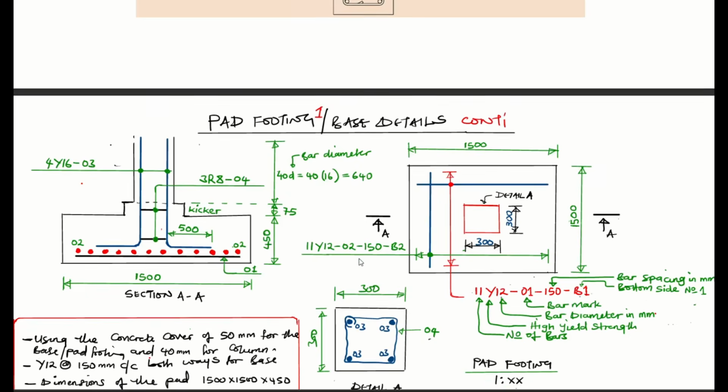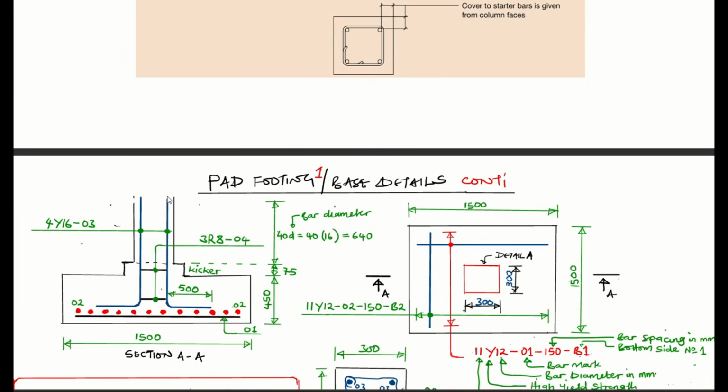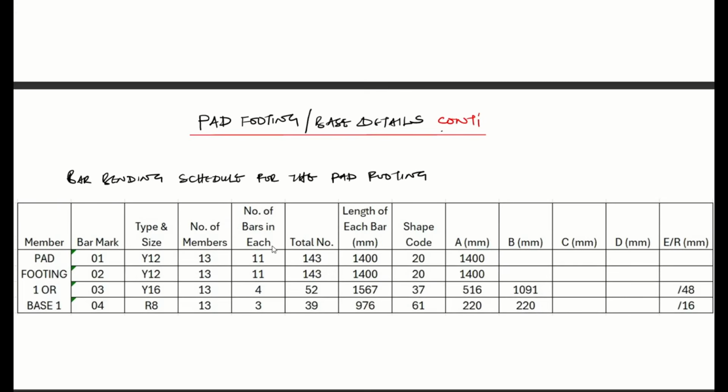Alright, so we're dealing with bar mark 3 here, which is Y16. The number of members we have is 13. Then the number of bars in each, like I said, for the starter bars here, which is bar mark 3, they'll always be given. So here, how many do we have? 4 Y16 bars. So on the number of bars in each, we're going to have 4. The total number will be 4 multiplied by 13, 52.